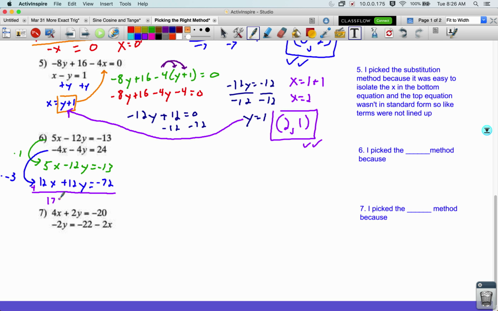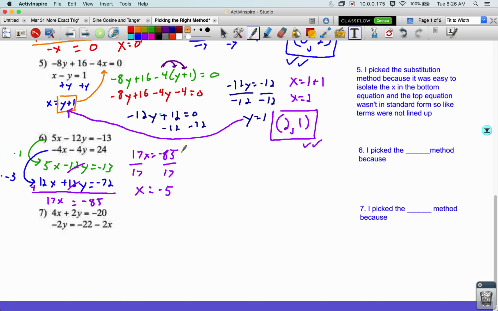That's going to become a 17x. These will cancel, and this becomes a -85. So I got 17x equals -85. Divide both sides by 17. X equals -5.